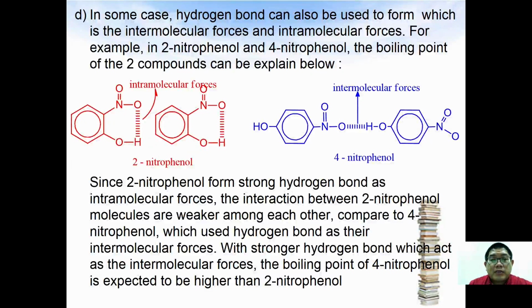In some cases, hydrogen bond can also be used as an intermolecular force. So 4-nitrophenol has a higher boiling point compared to 2-nitrophenol because the hydrogen bond is used as an intermolecular force, while for 2-nitrophenol, the hydrogen bond is used as an intramolecular force. That is why 4-nitrophenol has a higher boiling point.